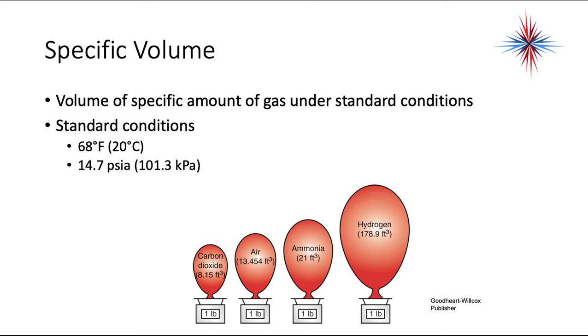So if we take 1 pound, okay, of carbon dioxide at that standard condition, it takes up 8.15 cubic feet. Air, 13.454 cubic feet. Ammonia, 21 cubic feet. Hydrogen, 178.9 cubic feet. That's the volume of the specific gas under standard conditions. And again, we could use 1 pound.